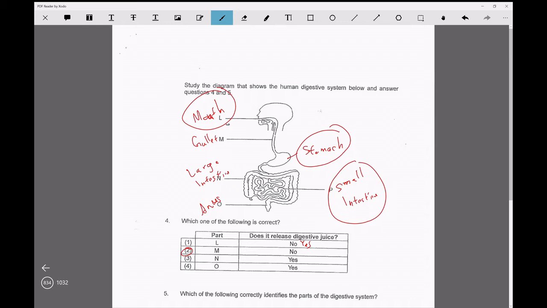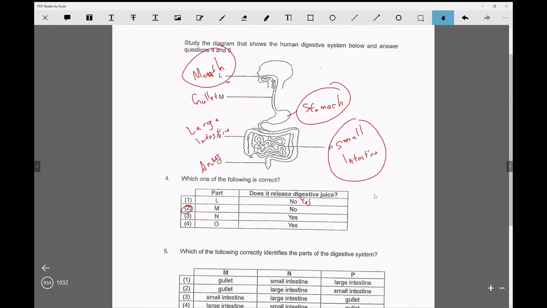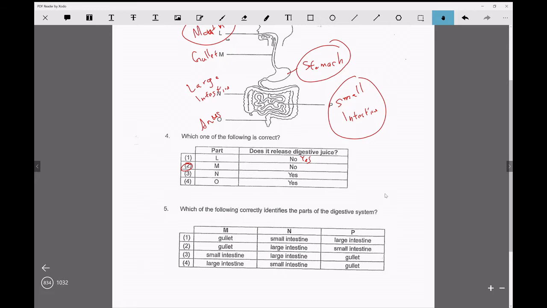Gullet is just a pipe that transports. It's a muscle, not just a pipe. It's a muscle that transports food from your mouth to your stomach. So it doesn't release digestive juice because it doesn't perform digestion.